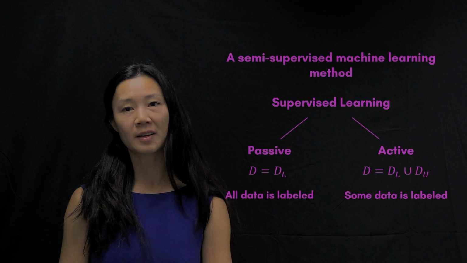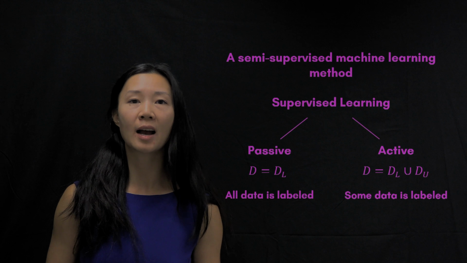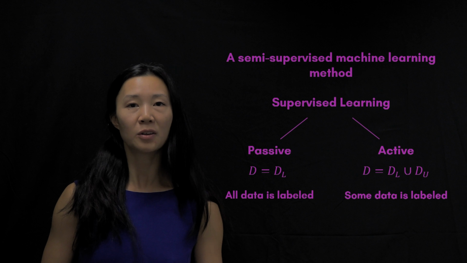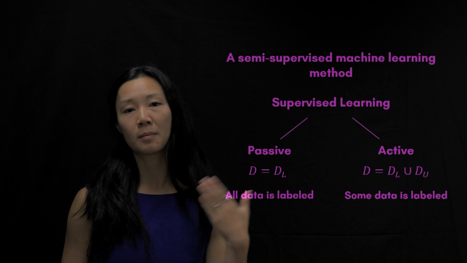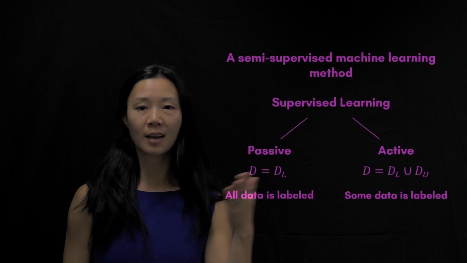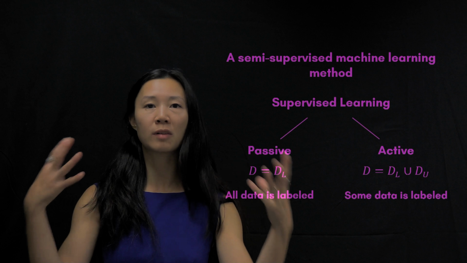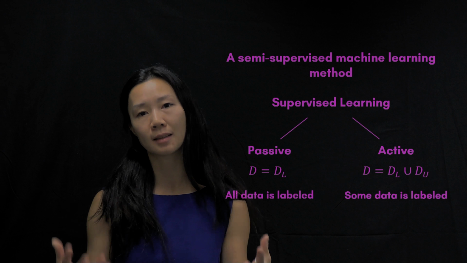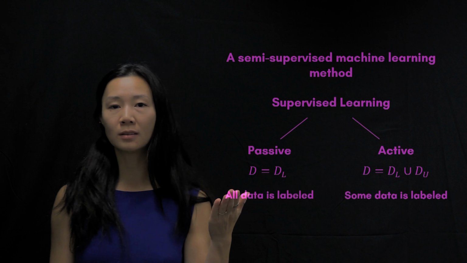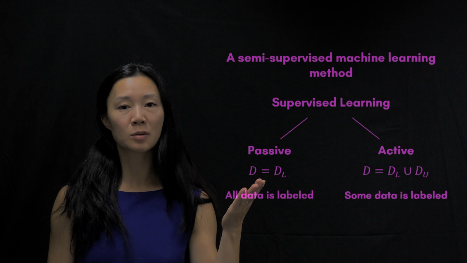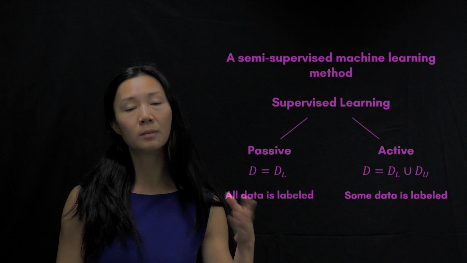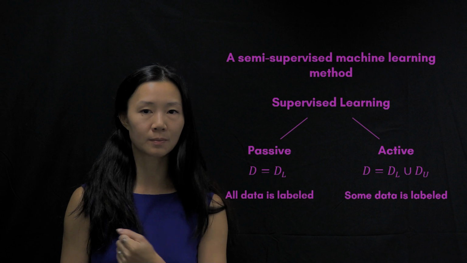A semi-supervised machine learning method is a type of supervised learning. You may be the most familiar with passive learning, where you already have your entire dataset and it's labeled. We will call the dataset D, and it's equivalent to D sub L, where L equals labeled.